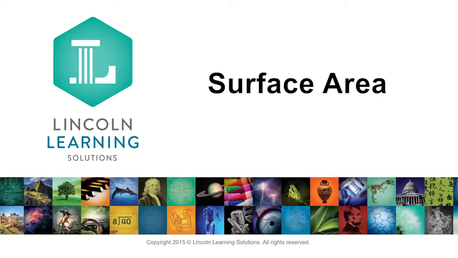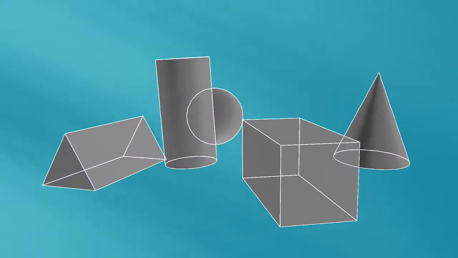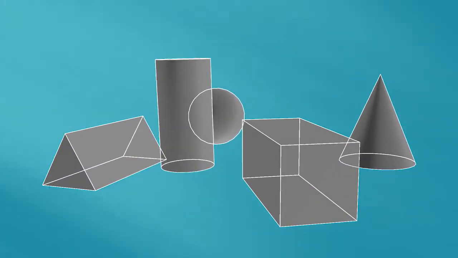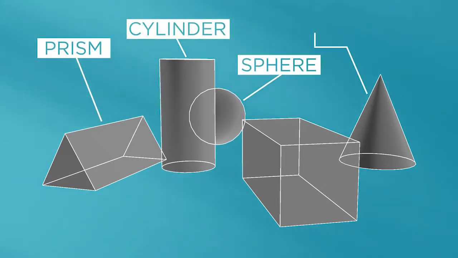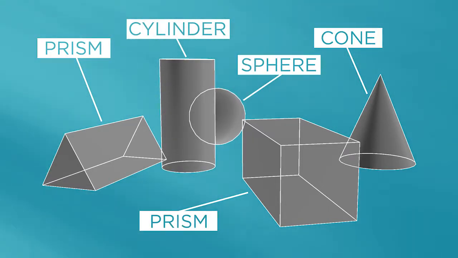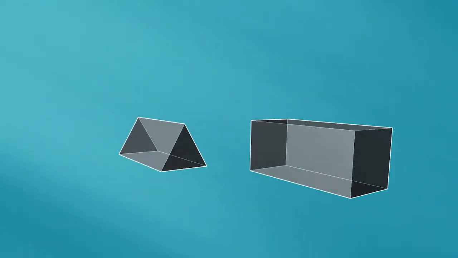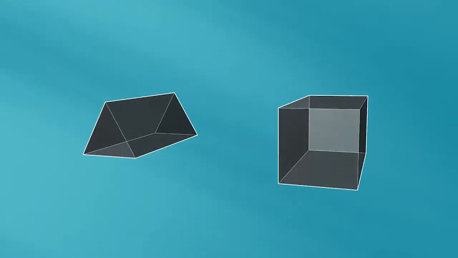Surface area is the total area of the faces of a three-dimensional figure. Because three-dimensional objects come in all shapes and sizes, there are a number of different formulas to assist in calculating surface areas of different objects. A prism is a common three-dimensional object that has a number of flat faces.